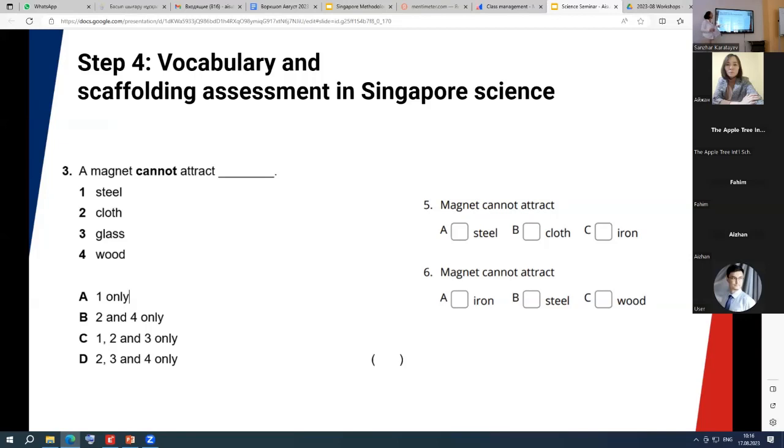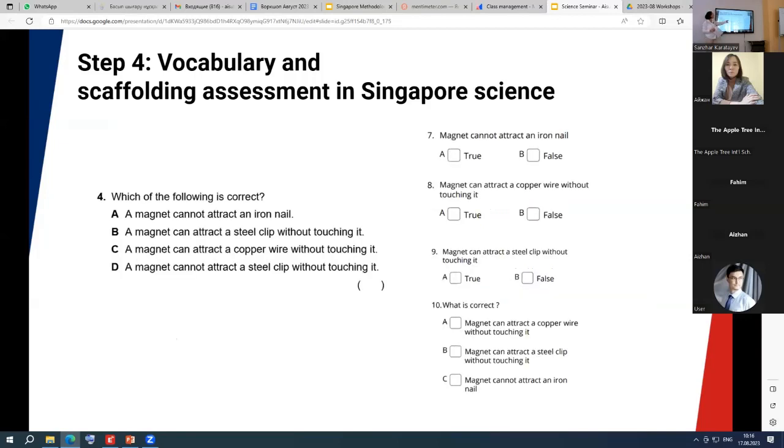Next, which of the following is correct? So they have to read every sentence. They have to analyze every sentence. Instead, I give them three simple sentences.